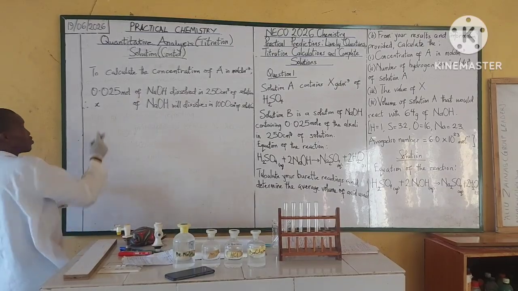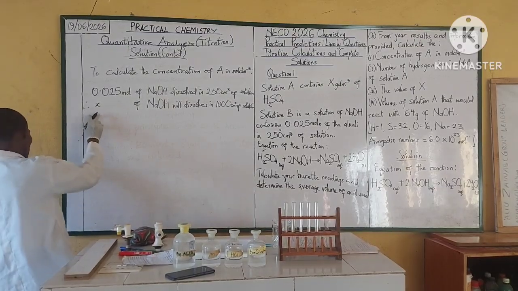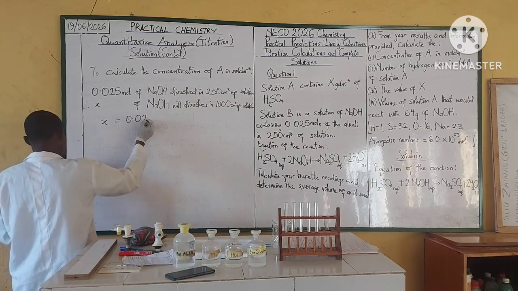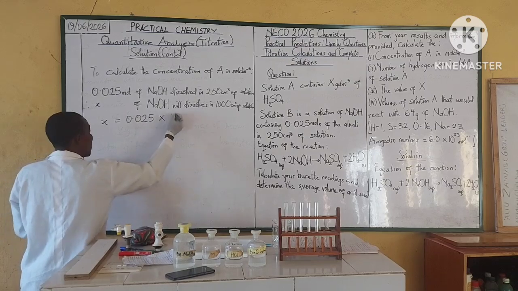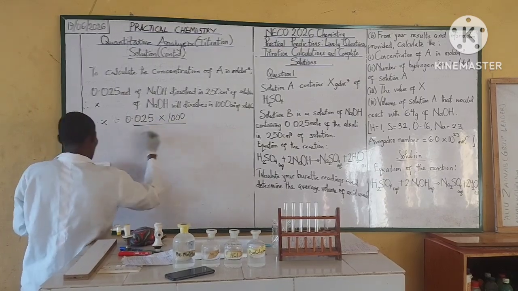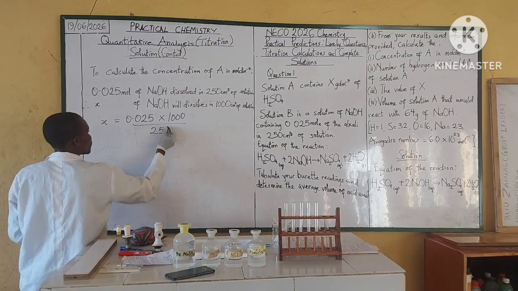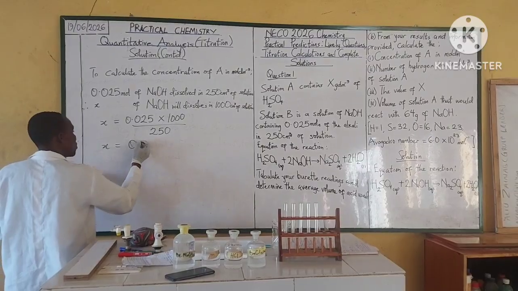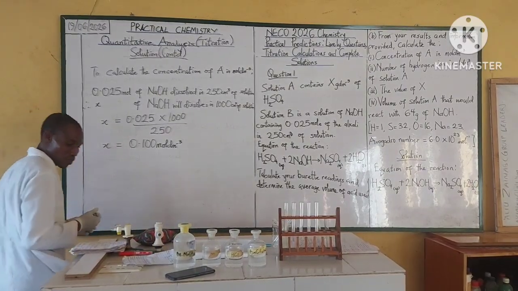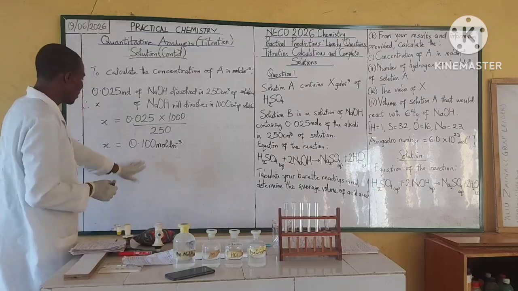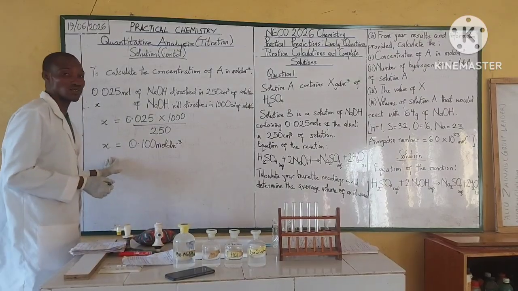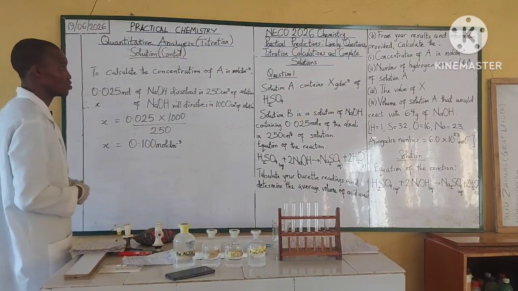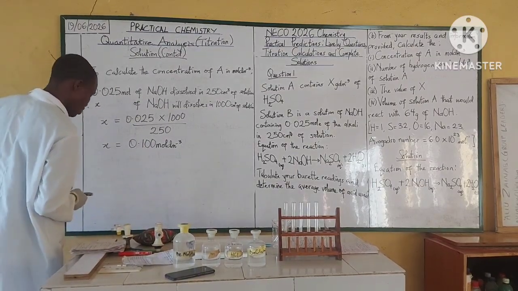That means we are going to make X the subject of the formula. If that is done, we now have X equals 0.025 times 1000 divided by 250. And finally, we are going to have our answer to be 0.1 mole per dm cube. Of course, that is the value obtained for the concentration of B, our base, that is the concentration of sodium hydroxide in mole per dm cube.